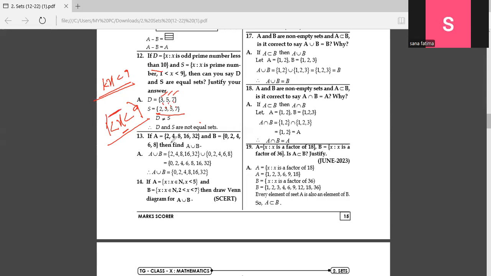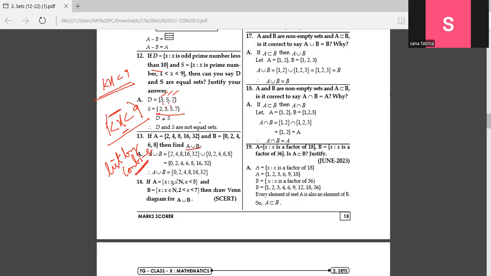If A is this and B is this, find A union B. A union B means 2, 4, 8, 16, 32, 0, 2, 4, 6, 8. A union B means you have to write all the elements combined, whether it is in A or whether it is in B, whatever it is, you have to write down combined. 0, 2, 4, 6, 8, 16, 32. In union, you have to write down the list by combining.